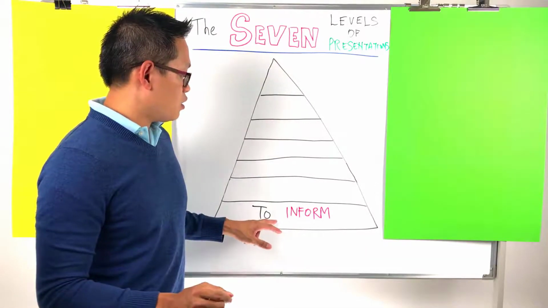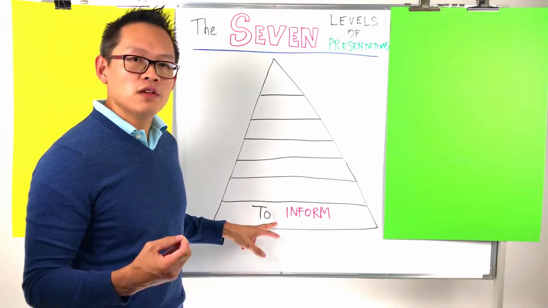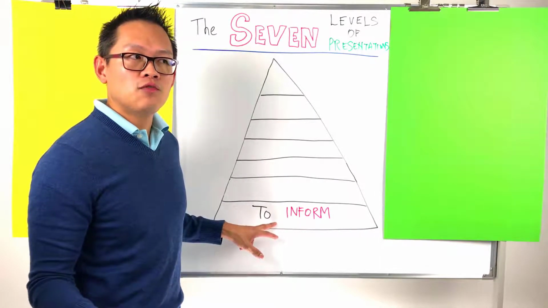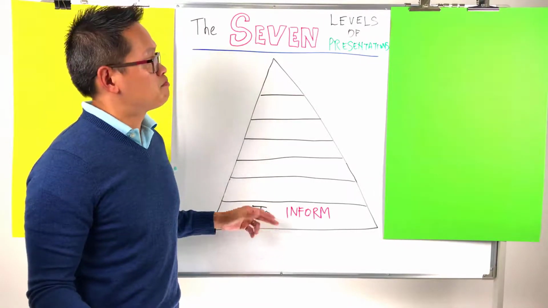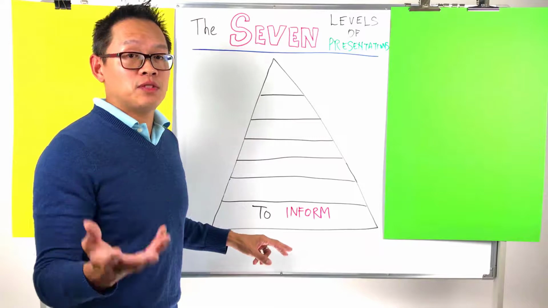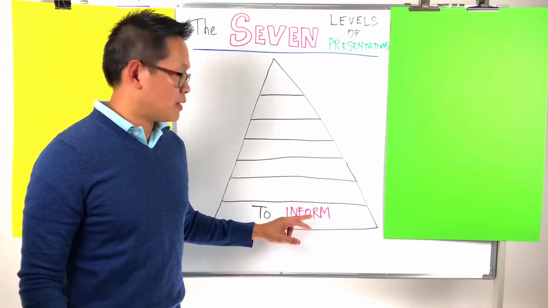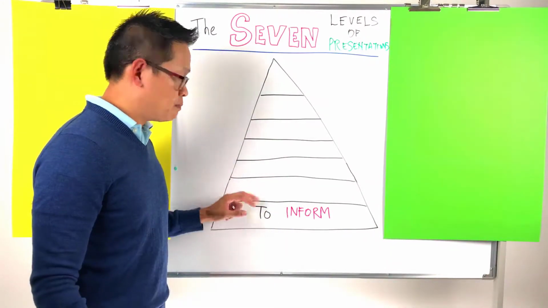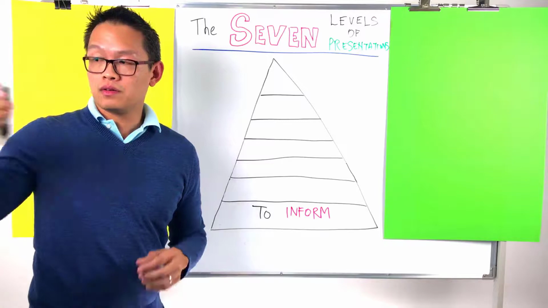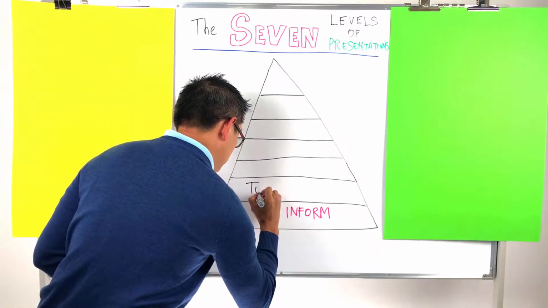So before you start, you must know, hey, is my speech about giving information? Yes? If you're presenting a speech on how to craft a presentation, then you're basically in this form, to inform. But is there a level above it? Yes, there is. The level above it is what I call the second objective, which is to entertain.